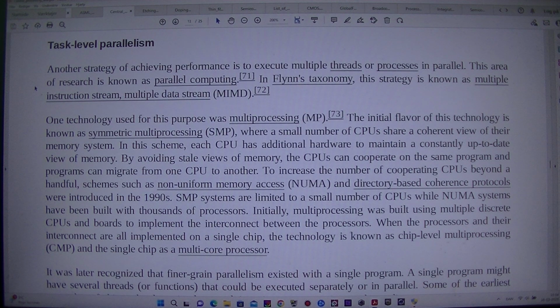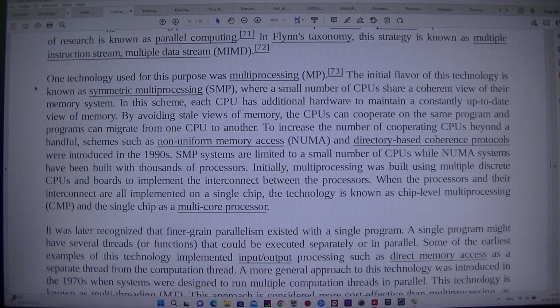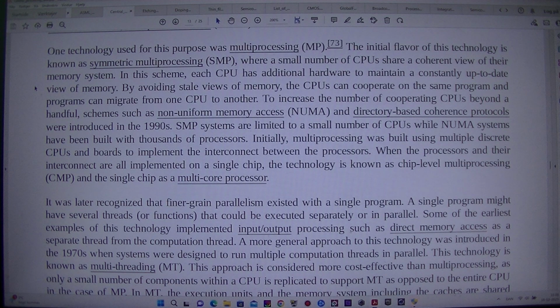71. In Flynn's taxonomy, this strategy is known as multiple instruction stream, multiple data stream, MIMD. 72. One technology used for this purpose was multiprocessing, MP. 73. The initial flavor of this technology is known as symmetric multiprocessing, SMP, where a small number of CPUs share a coherent view of their memory system. In this scheme, each CPU has additional hardware to maintain a constantly up-to-date view of memory.